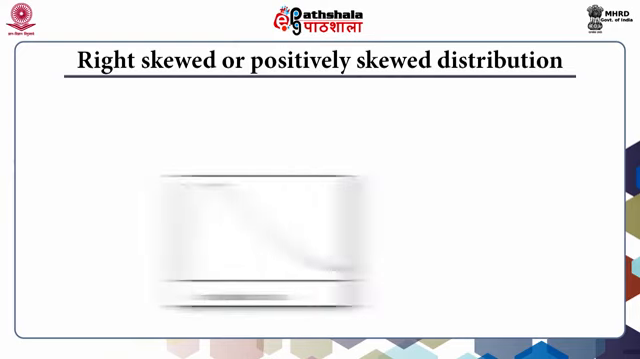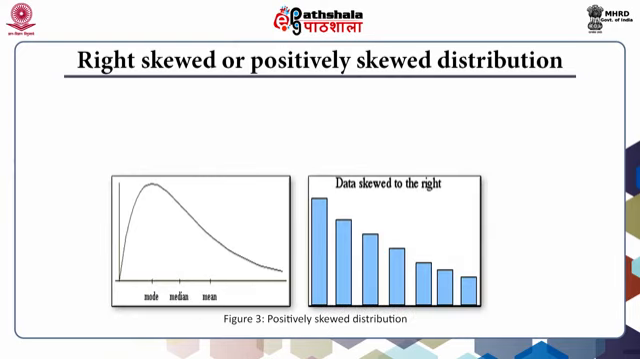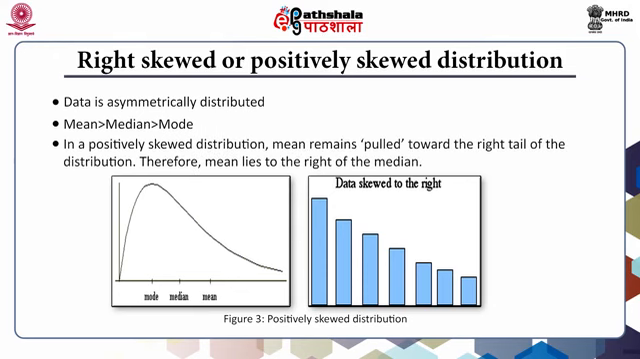Right skewed or positively skewed distribution. Here, the data is again asymmetrically distributed. The tail on the right side is longer than the tail on the left side of the distribution. Mean is greater than median, which is again greater than mode. In a positively skewed distribution, the mean remains pulled towards the right tail of the distribution and therefore the mean lies to the right of the median.